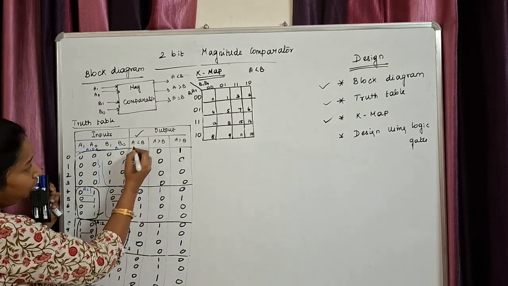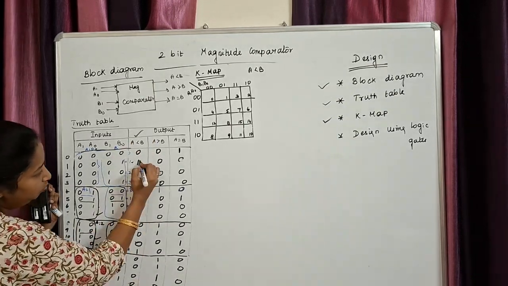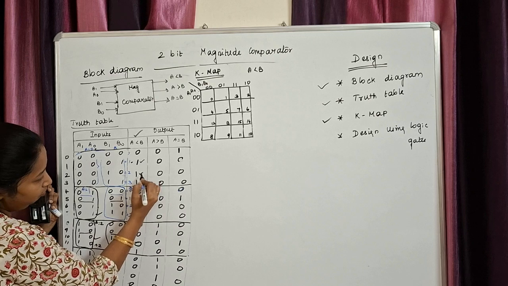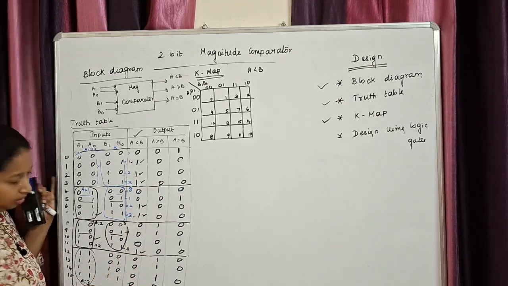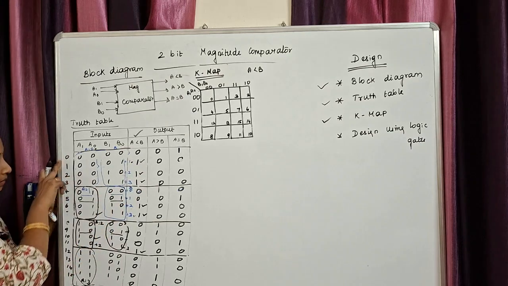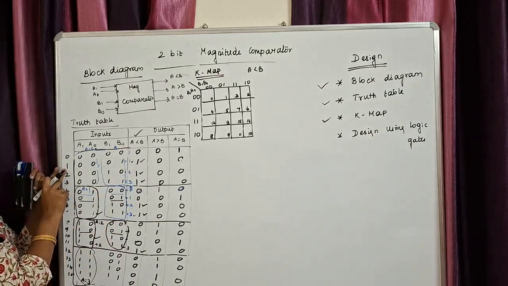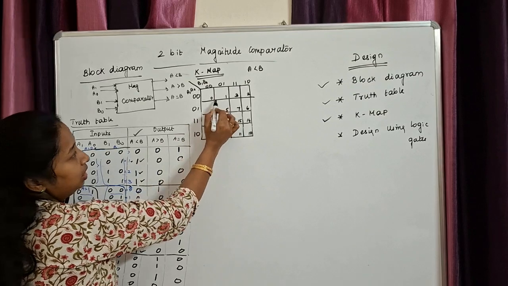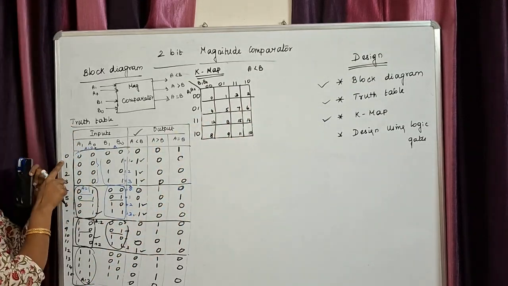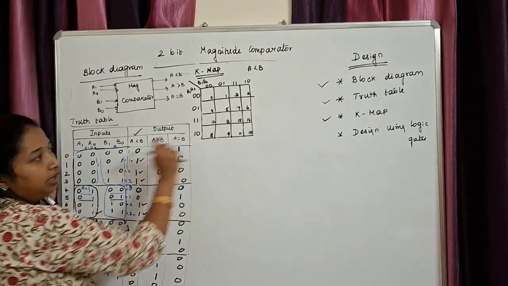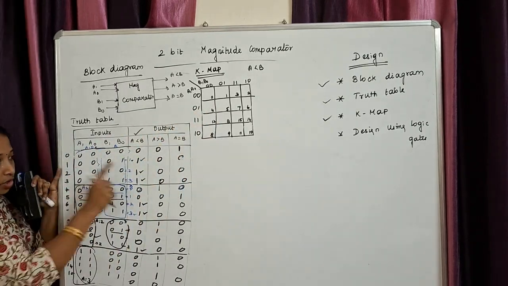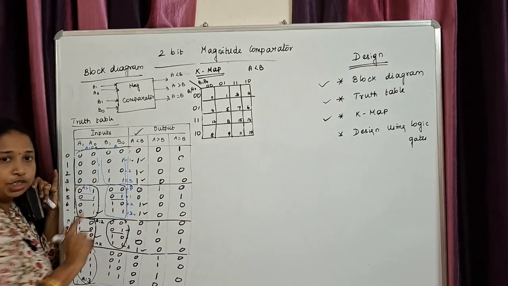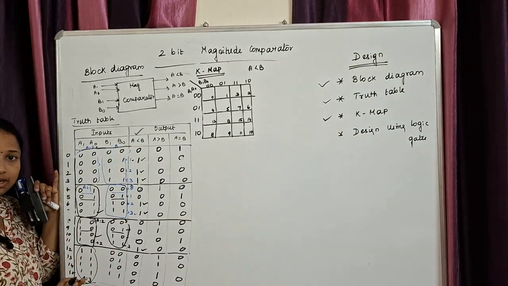Now, check for A less than B. Where all have you got output as 1? You have got an output 1 here, you have got an output 1 here, you have got an output 1 here, here, and then here. Check for the equivalent decimal number. These are my decimal numbers and I've marked the decimal numbers here. So against this particular decimal number, wherever you have got your output as 1, you have to position 1. By default, it is all only SOP.